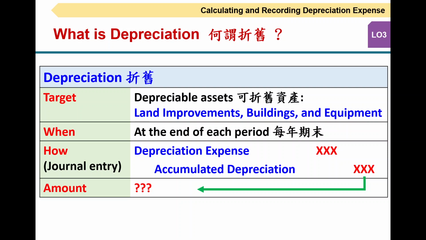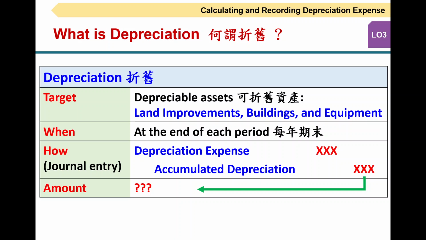After we understand our depreciable asset 可折旧资产, we have to do depreciation to land improvement, buildings, equipment. We do the depreciation at the end of each year. Right now we want to tell you how we record the situation using journal entry and how to get the amount for each year. So why do we debit depreciation, credit accumulated depreciation?